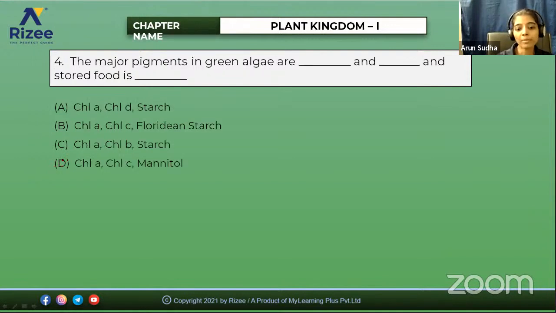What are the major pigments present in green algae, and what is the stored food? Is it chlorophyll A, chlorophyll D, and starch; or chlorophyll A, chlorophyll C, and floridean starch; or chlorophyll A, chlorophyll B, and starch; or chlorophyll A, chlorophyll C, and mannitol? So which is the correct answer?